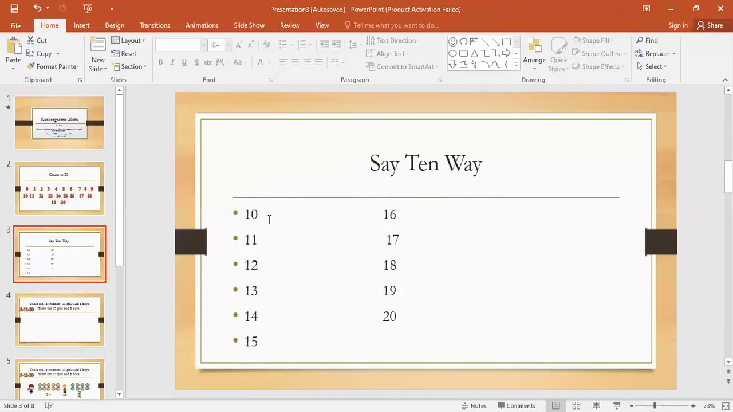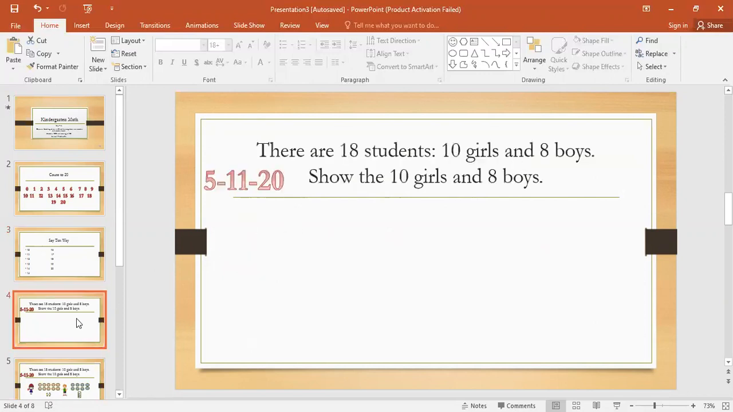So remember the Say 10 way. We say 10 and then the number of ones. This is a way to show how we break apart teen numbers. What we will need to know for doing our number bonds today.